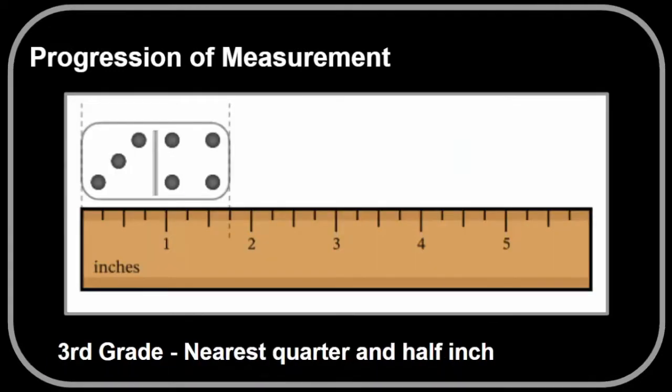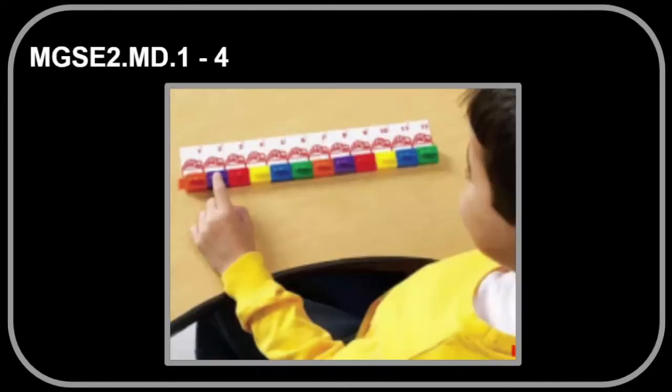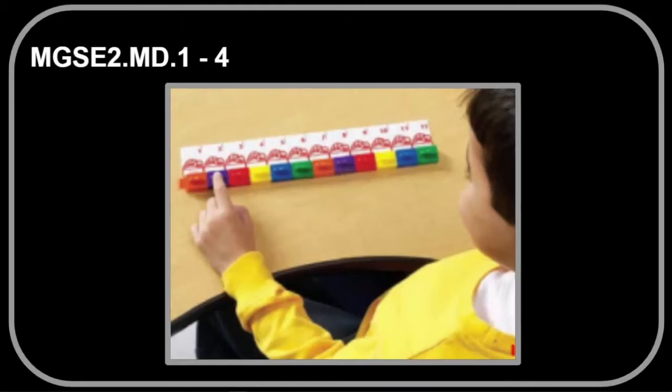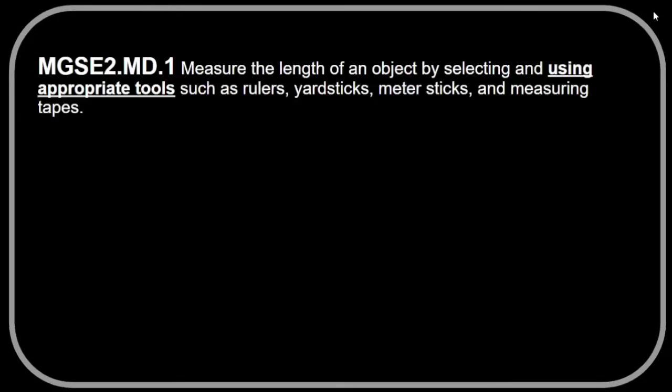Third grade students then use fraction understanding and measure to the nearest half and quarter of an inch. As the progression shows, students should have ample opportunities to explore using concrete tools before transitioning to abstract models. Now let's take a closer look at the grade level expectations.